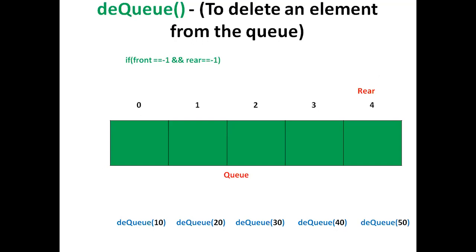Front++ and rear also deleted. Our queue is empty now. So after deleting all values, the queue is empty. Now it indicates front -1, rear -1. Now the queue is empty, so deletion is not possible, because -1 equals -1 and -1 equals -1. The condition is true. So the queue is empty according to step 1, deletion not possible.